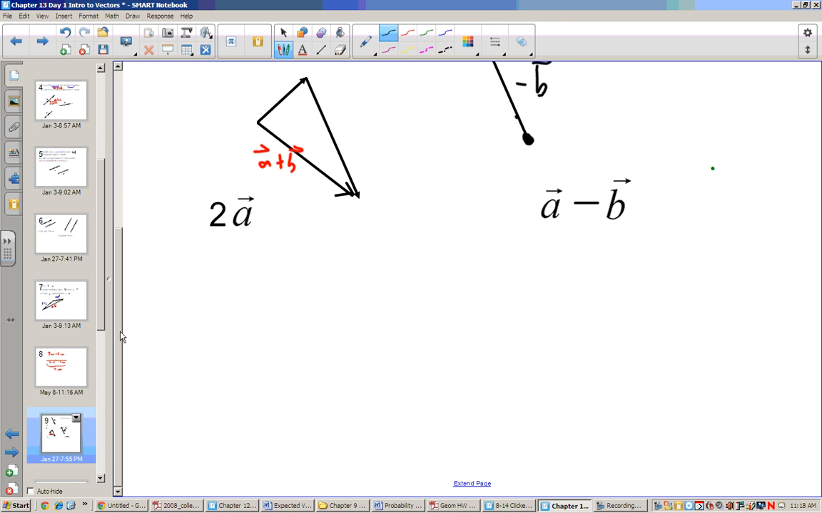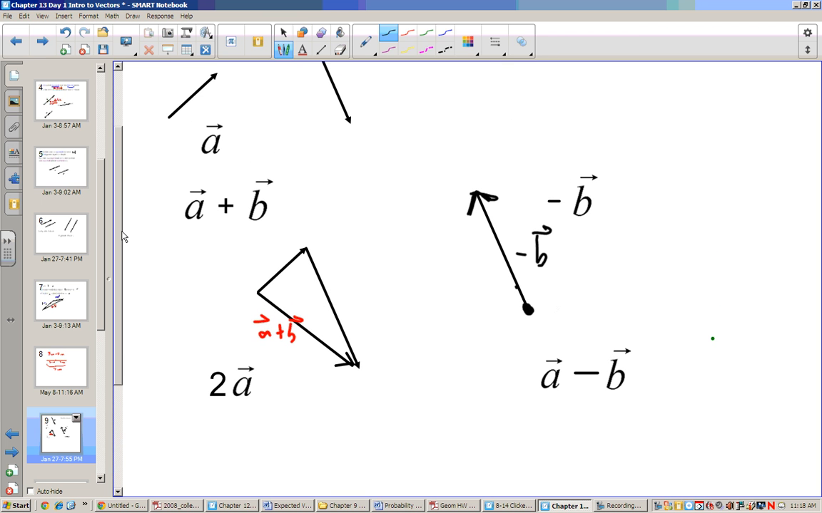Now if I multiply, so if I have 2 times A, I'm going to take vector A, I'm going to put A at the end of A. So this right here is vector 2A. It's twice as long.